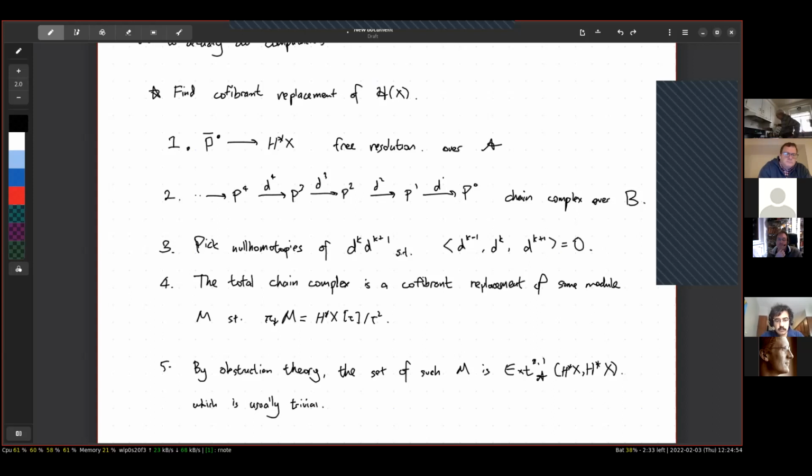You say that in point 3, the bracket should be equal to 0. Is it enough that it contains 0? Right. You have to pick null homotopies so that with these choices, the bracket is literally 0. Oh, of course. I see. Sorry. Yeah. Thanks.